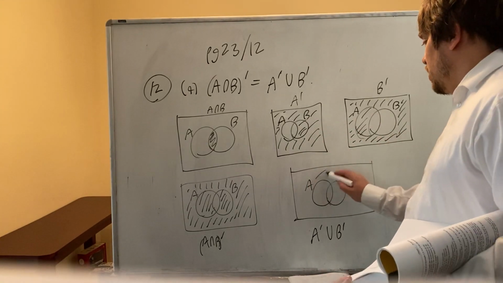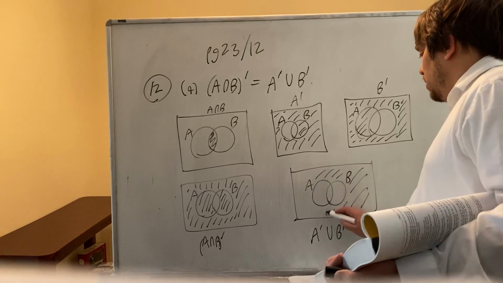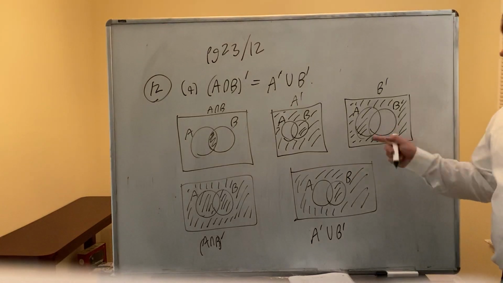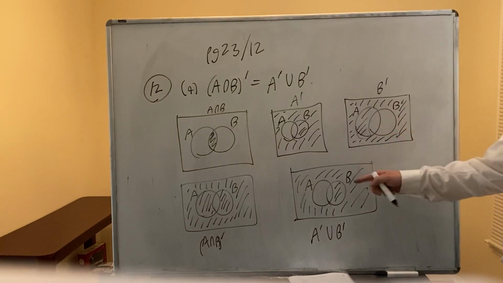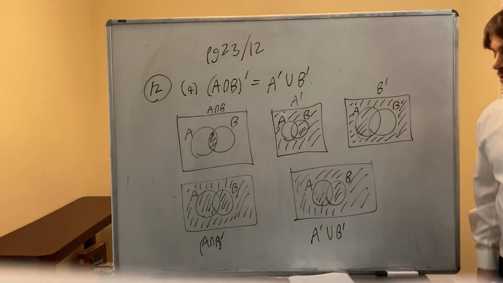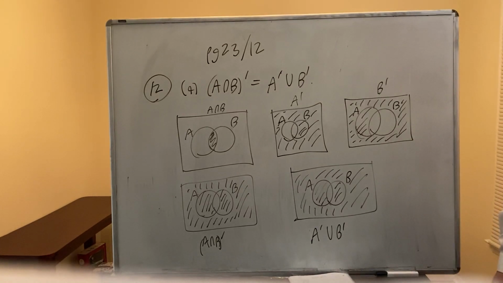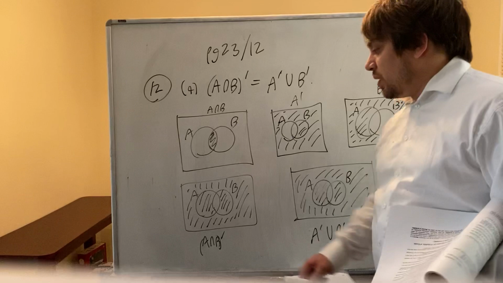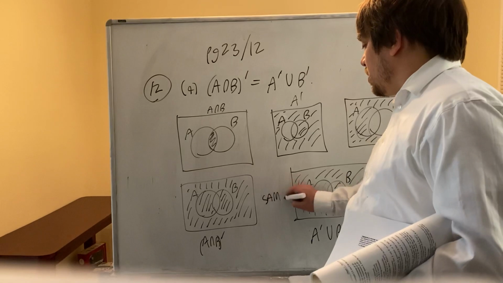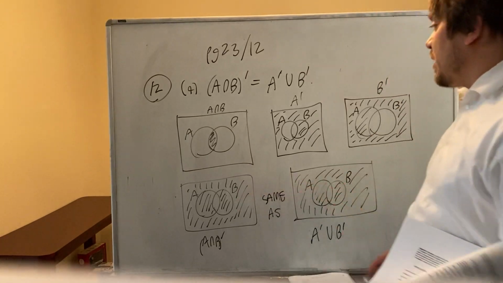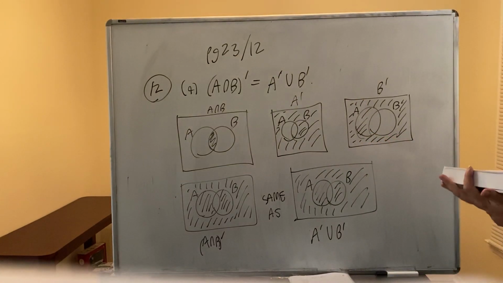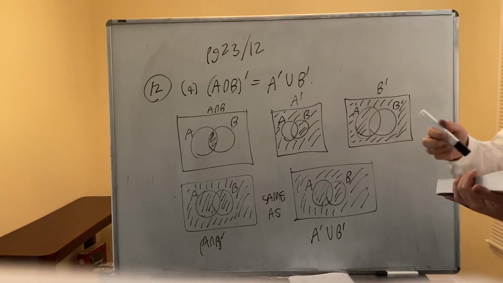So for this picture, you shade everything outside of A. Now in addition to what's shaded there, we shade in whatever else isn't shaded in yet from this picture. And so that's this stuff here. So now this is A prime union B prime. Okay, and so the Venn diagram for (A intersection B) prime is the same as the Venn diagram for A prime union B prime. And since these are the same, that verifies that those two sets are equal using Venn diagrams. All right, so that's 12A.